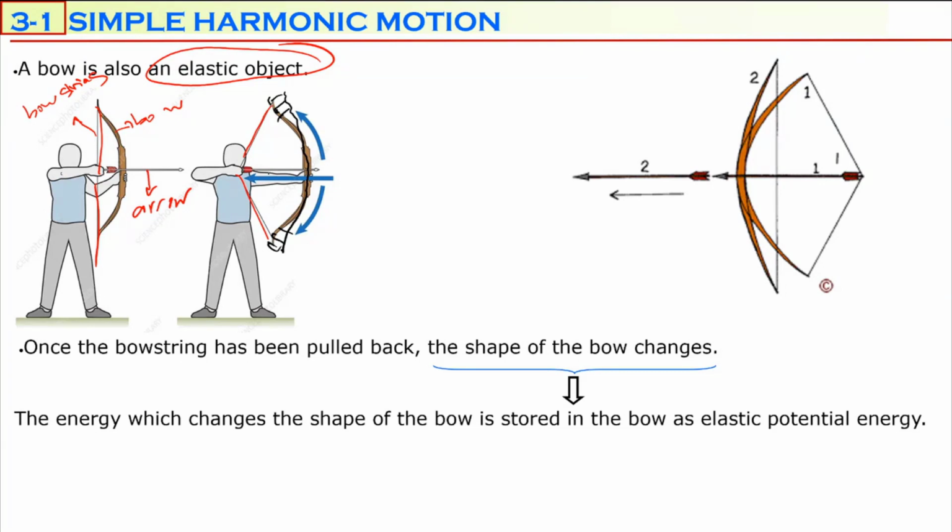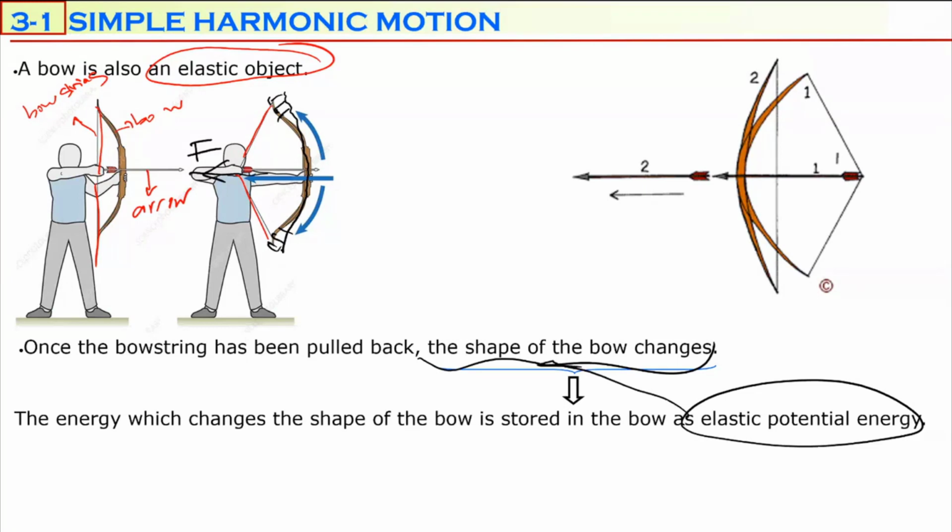But while this man is pulling this bowstring with some force, this force does some work, and this work causes the bow's shape to be changed. Because shape of the bow changed, this energy, elastic potential energy, will be stored in the bow. Yani when somebody pulls a bowstring, elastic potential energy will not be stored in the string, it will be stored in the bow.